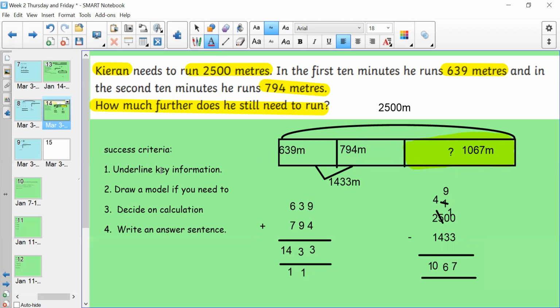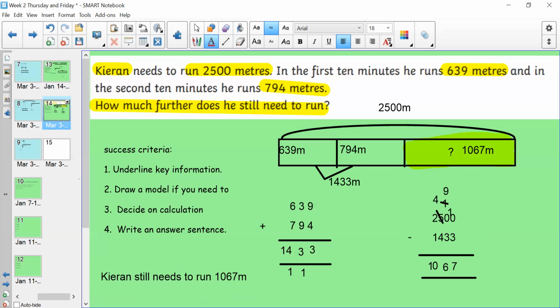Okay, so my last step is I need to do an answer sentence. So Kieran still needs to run 1,067 meters.